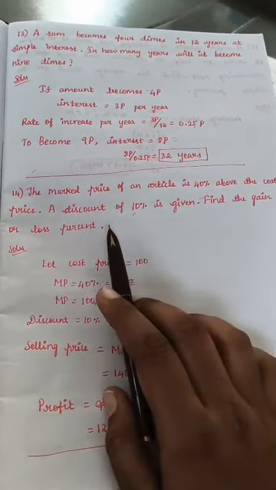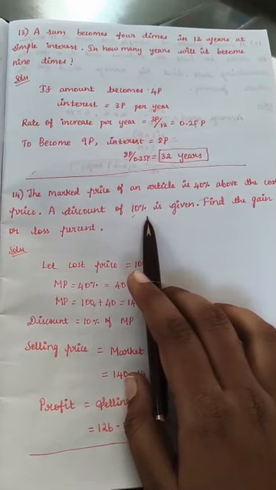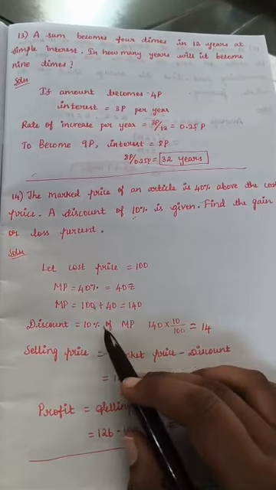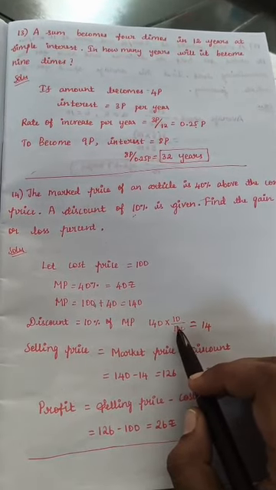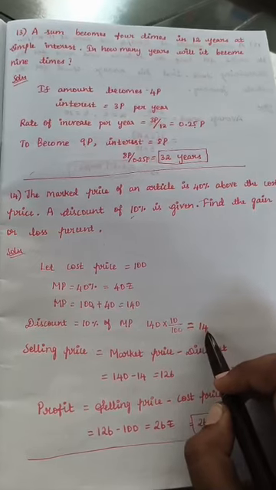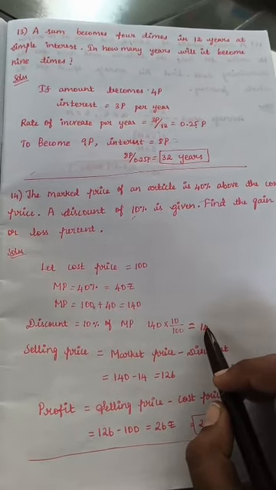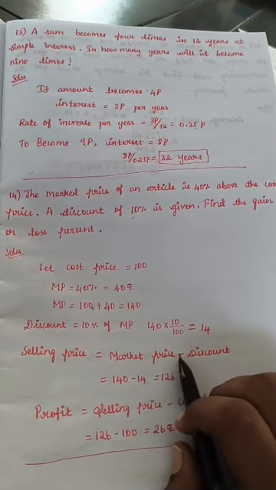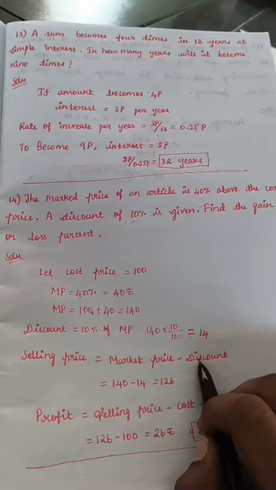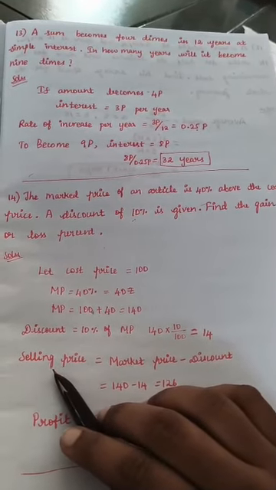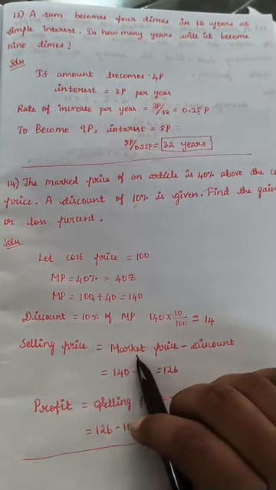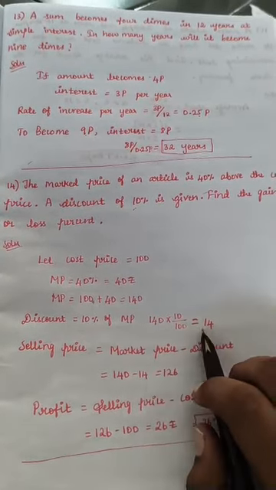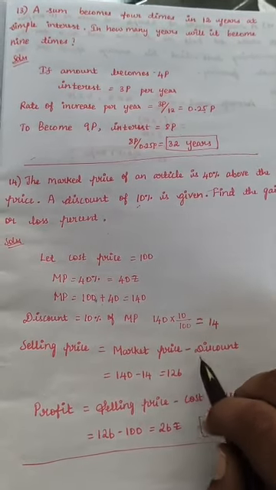So from the market price, the 10% discount is also given. So from 140, the 10% is 140 into 1 by 10, which is 14 rupees. So the 14 rupees, if we subtract the discount from the market price, we will get the selling price. So the selling price is market price minus discount. So 140 market price minus discount 14 is 126.